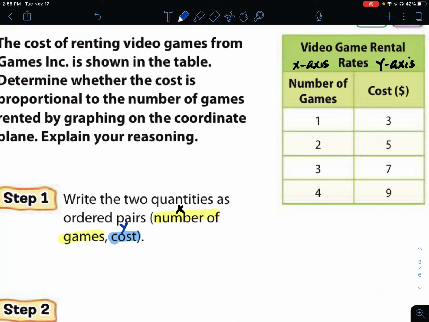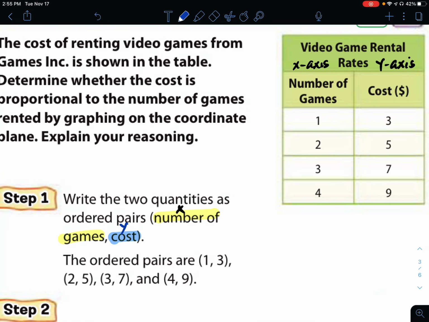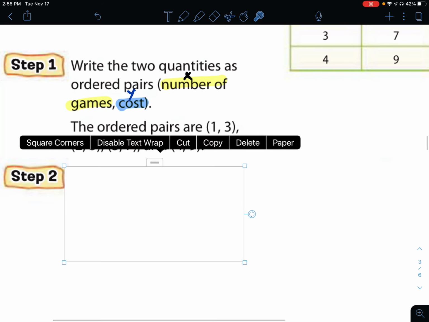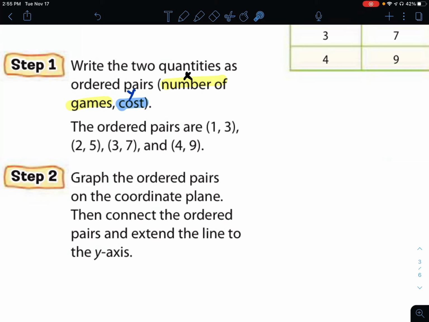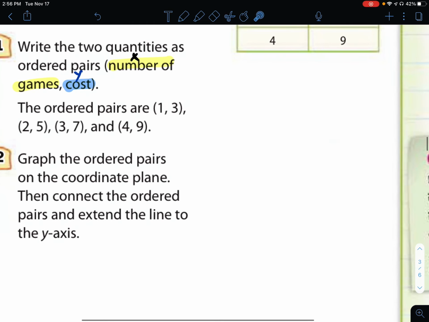Okay, so if we are going to do that, the ordered pairs after doing that will be (1, 3) from here, (2, 5) from here, (3, 7) from here, and (4, 9) from there. So after we have created our ordered pairs, the next thing we need to do is graph the ordered pairs on a coordinate plane, then connect the ordered pairs and extend the line to the y-axis. So again, remember that our x-axis will be the number of games and our y-axis will be the cost, so that when you look at the graph, it makes more sense.